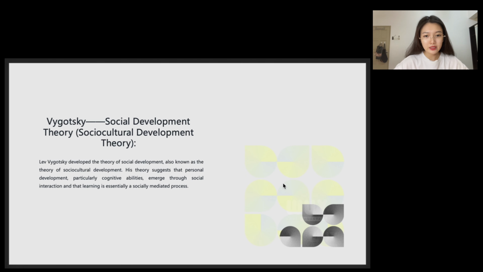Vygotsky believed that learning is a socialization process and that cultural tools, such as language, play a key role in individual cognitive development. Through these tools, individuals can observe and internalize knowledge and behavioral patterns in social culture.